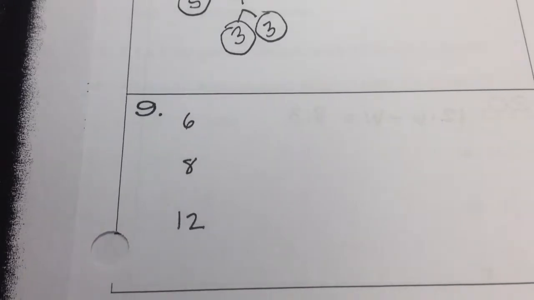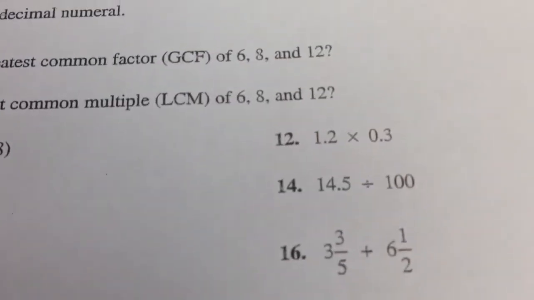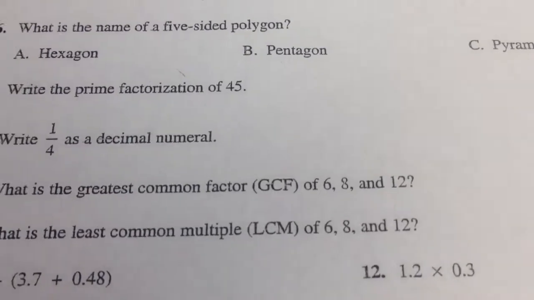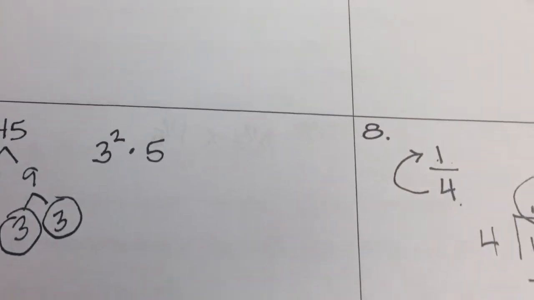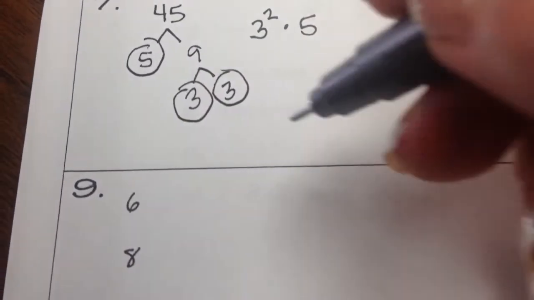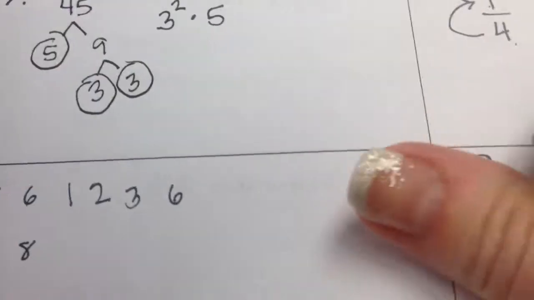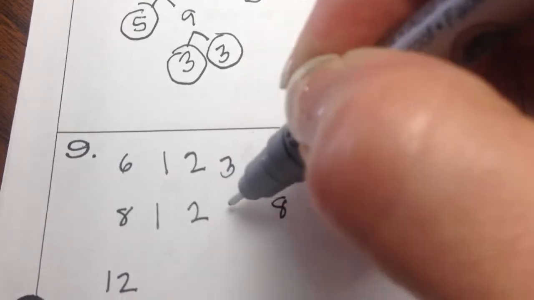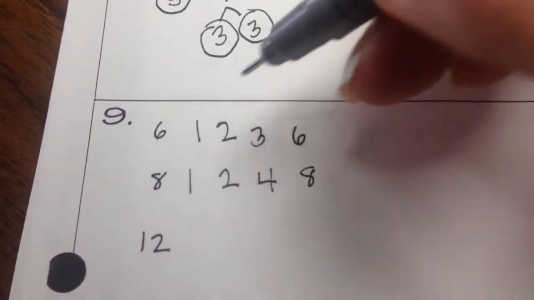Now, number 9. Let's look at 9. It says, what is the greatest common factor? Factors, remember, are the numbers that when you multiply them, you end up with the answer of 6. So if I'm going to list all my factors, 6 would be 1 and 6, 2 and 3. Do I have anything else? No. How about 8? I have 1 and 8, 2 and 4, and that's it.